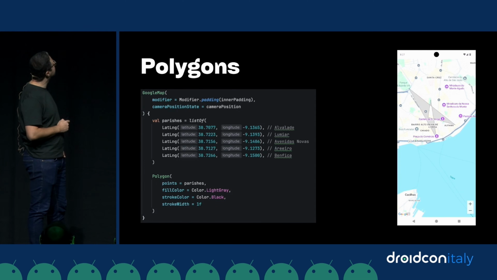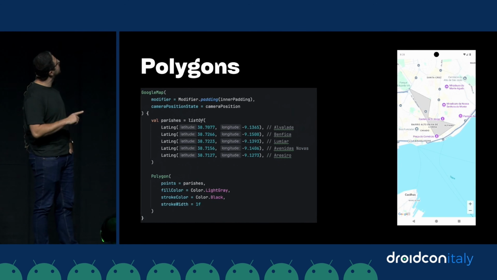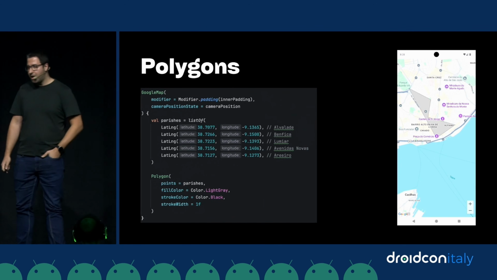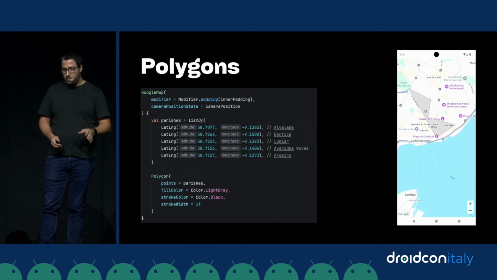In this case, it's important to notice that the order of your data set matters, because if you, for instance, change the last item of your data set, in this case it's Benfica, to the second position of the data set, you have a totally different polygon. So important to notice, the order matters, okay?